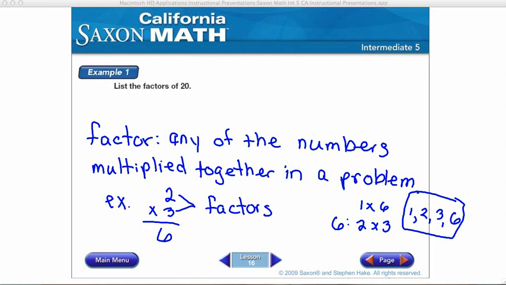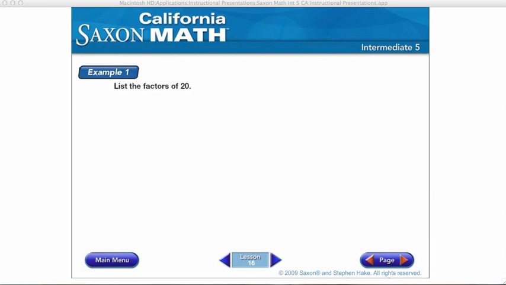Okay, so let's look at example 1, list the factors of 20. What I'm going to do is write 20 at the top. And then I'm going to find out all the ways I can multiply two numbers together to equal 20. So we know that 1 times 20 equals 20. I'm going to now go to the next counting number, which is 2. Does 2 go into 20? Yes, it does. 2 times 10 is 20.